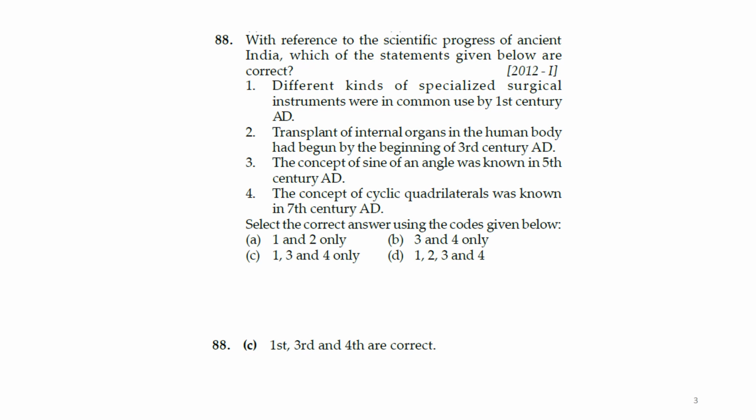Here, the second statement, that transplant of internal organs in the human body had begun by the 3rd century AD, is actually wrong. It did not happen at that time. The medical system was not so developed that transplants could happen. So this statement is wrong, and if the second one is wrong, we can eliminate two options, the first option and the fourth option.